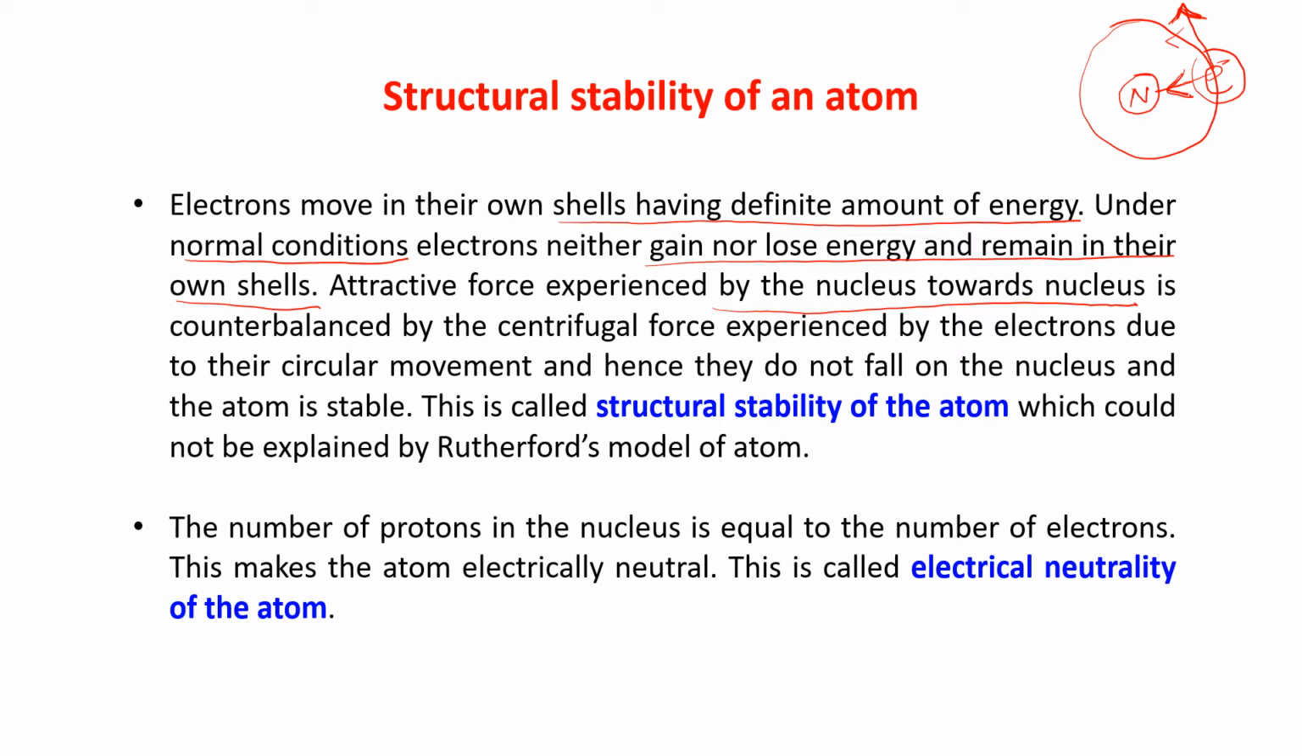Okay, am I clear? Next, the number of protons in the nucleus is equal to the number of electrons. This makes the atom electrically neutral. This is called electrical neutrality of the atom. The first one is the structural stability of the atom, and this is the electrical neutrality of the atom. This question is coming: why is the atom electrically neutral? Explain.